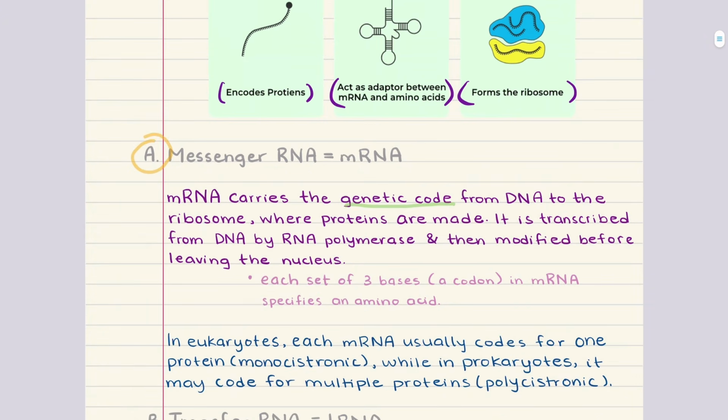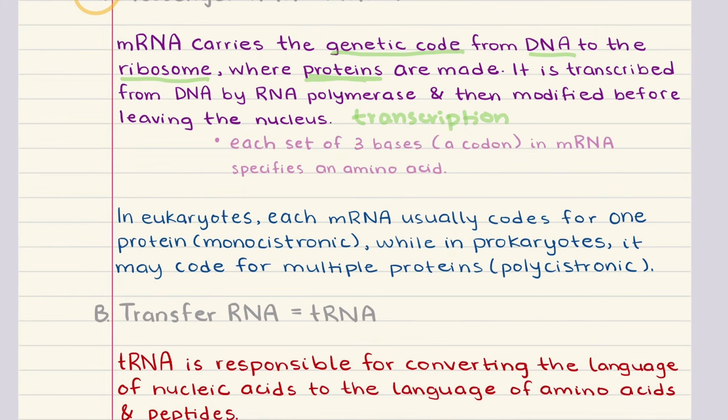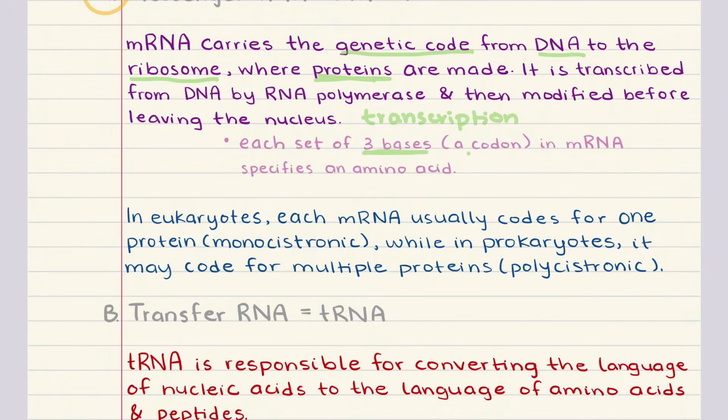mRNA carries the genetic instructions from DNA to the ribosome where proteins are made. It's created during transcription when RNA polymerase reads the DNA template and then synthesizes a complementary RNA strand. Each set of three bases on an mRNA strand is called a codon, and each codon corresponds to a specific amino acid. These codons are read during translation to determine the sequence of amino acids in a protein.